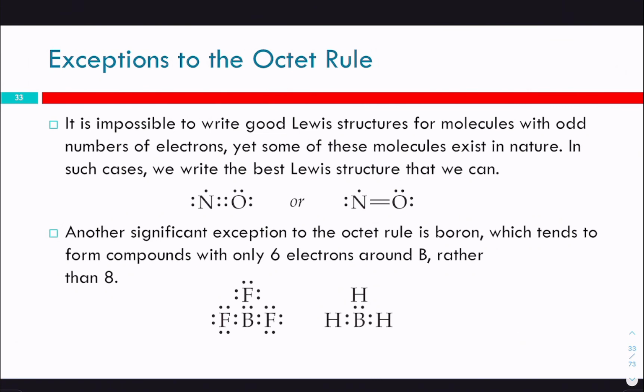And we mentioned this one earlier, an exception to the octet rule is boron, also aluminum, which will only have 6 electrons around boron rather than 8. So you can see we only got 2, 4, 6. Now, they do write them out with dots here. Please use lines. It's cleaner.